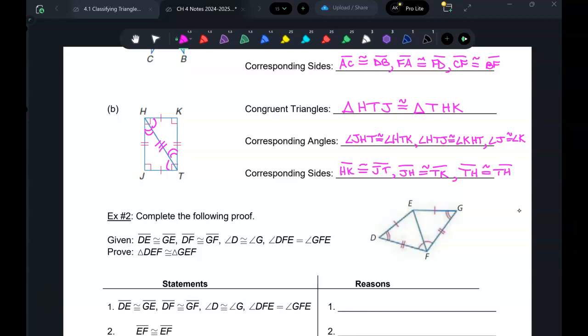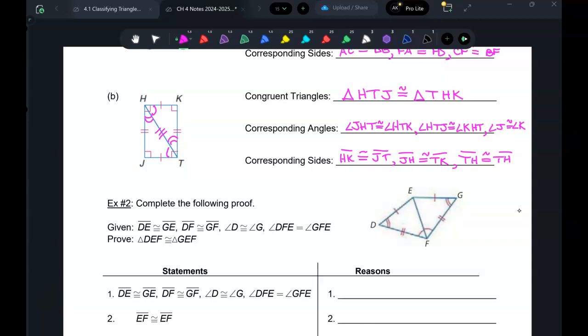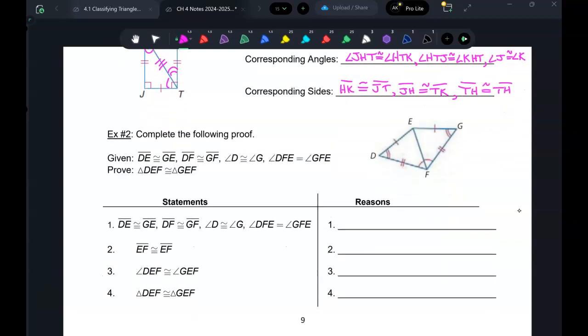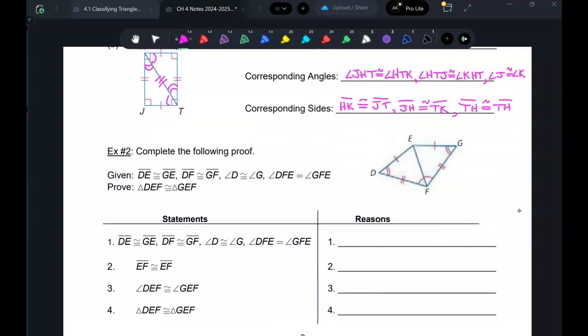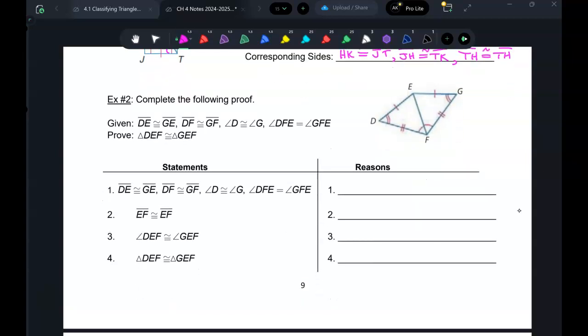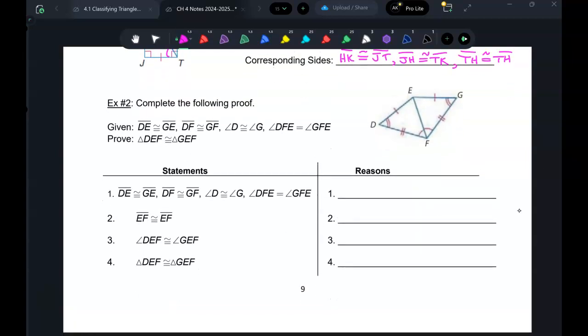So again, you always need 3 pairs of angles and 3 pairs of sides in order for the triangles to be congruent. This is a long one. Why does it say congruent to TH? That's the third side that they both share. Oh. Okay. All right, that one was a hard one.